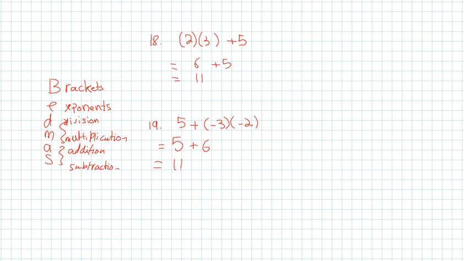I'm going to show you, don't write this down. What if I did 5 plus negative 3 first and then I multiplied by negative 2? 5 plus negative 3 is 2, right? 5 take away 3 is 2. 2 times negative 2 is negative 4. Is that the same answer? No. So order matters, which way I do it.